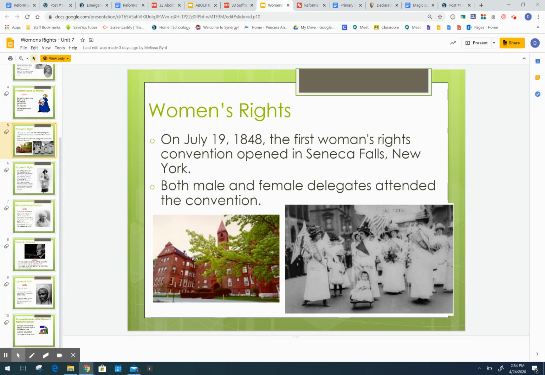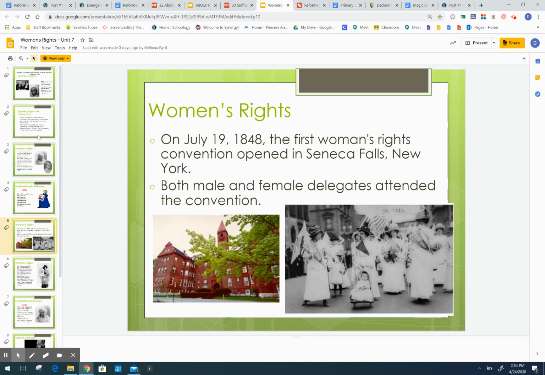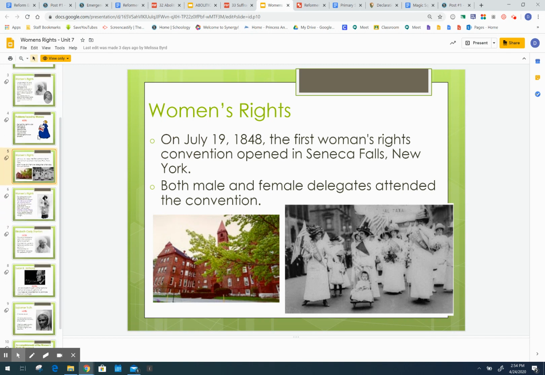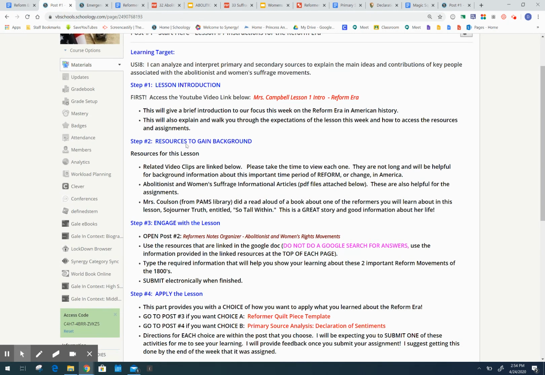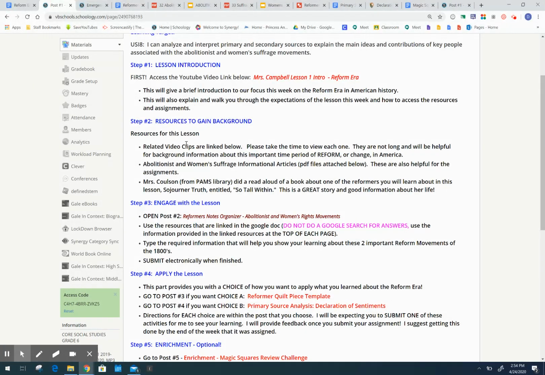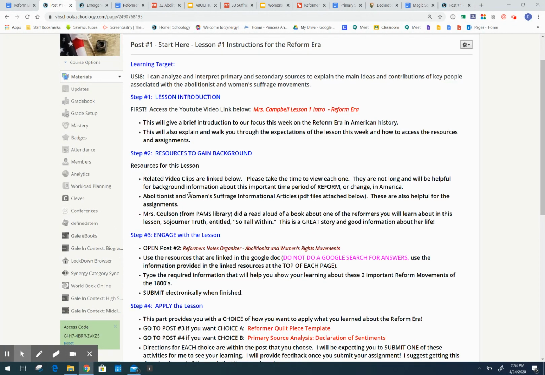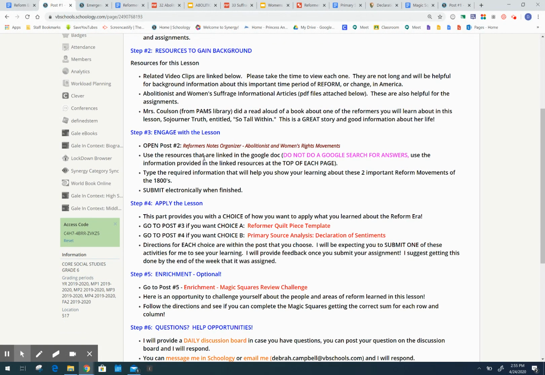Again, you'll see another set of Google Slides that will go over key people, and in this particular case, a key event: the Seneca Falls Women's Rights Convention. You're going to read about why that was important and what they accomplished at that Women's Rights Convention. So if we go back to the lesson instructions, once you finish with that notes organizer, go ahead and submit that.